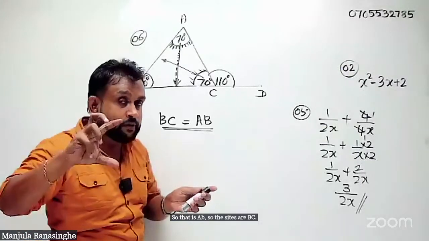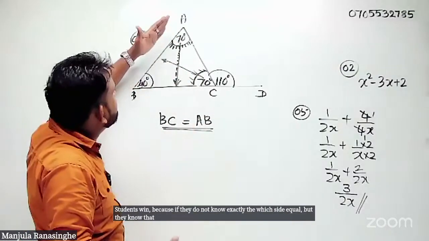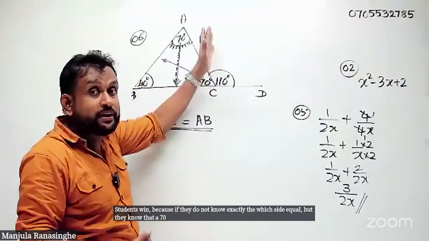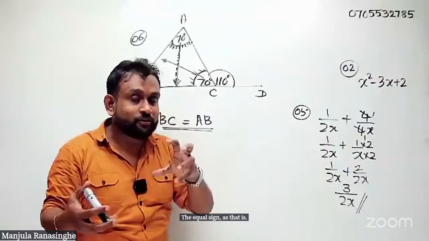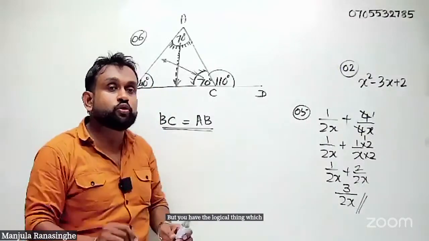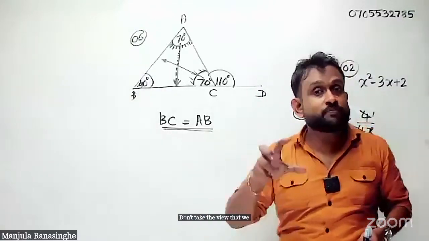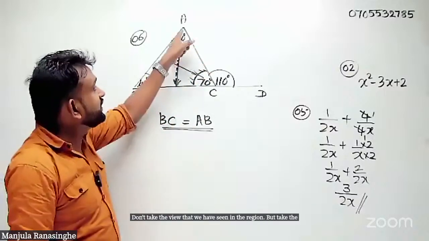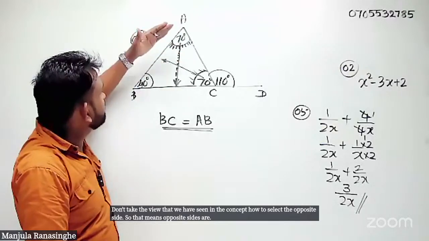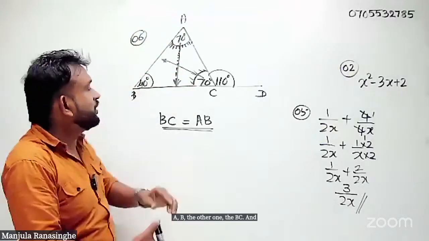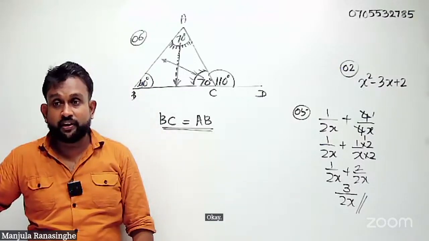Students go wrong because if they do not know exactly which sides are equal, sometimes they mention AB and AC because they have seen equal sides that way in the figure. But you have to logically think which sides are equal. Don't take the view that we have seen in the figure, but take the concept of how to select the opposite side. So the opposite sides are AB and BC. BC and AB shall be the equal sides. Now we are moving to question number 7.